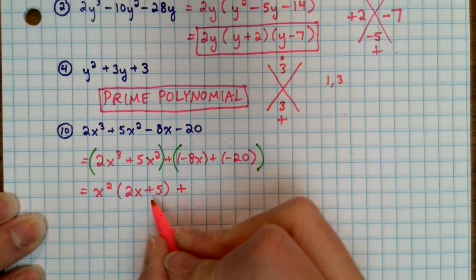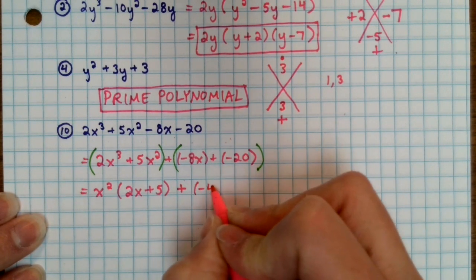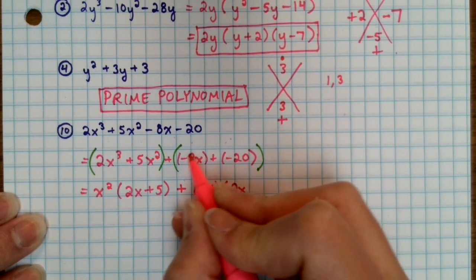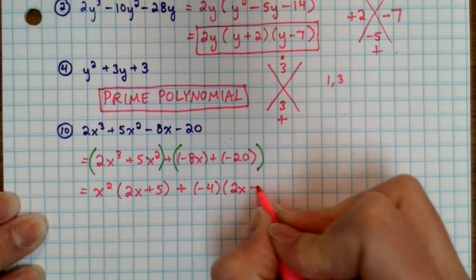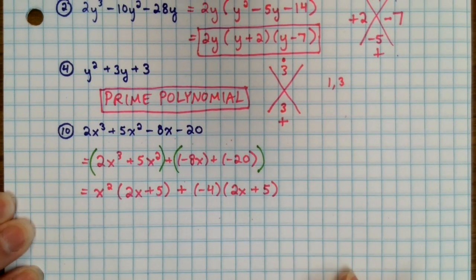So if we need this to be a positive 2x plus 5, we're actually going to end up factoring out a negative 4. Because negative 4 times a positive 2x would give me this negative 8x. And then negative 4 times a positive 5 would give me this negative 20.